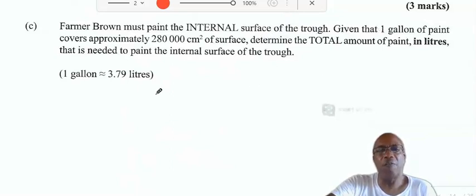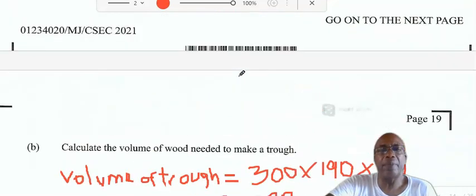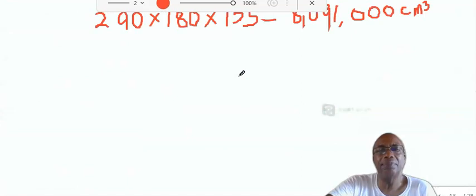Given that 1 gallon of paint covers approximately 280,000 square centimeters of surface, determine the total amount of paint in liters that is needed to paint the internal surface of the trough. So here is a question on area, and we need to find first the total internal surface area of the trough. So as the first thing we find, let's go back to the diagram and see what we have to multiply.